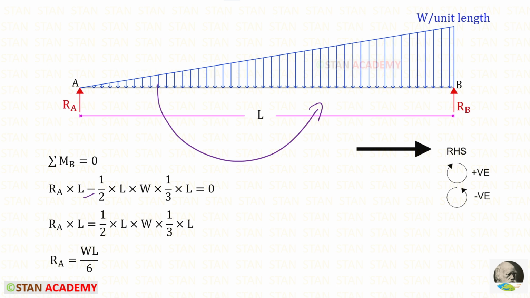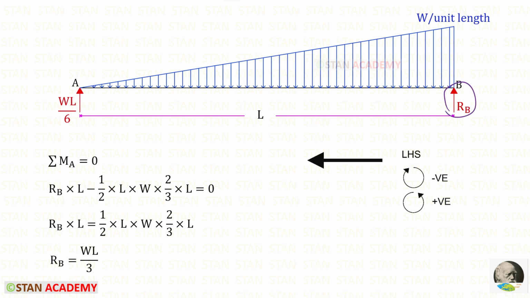For the UVL, we have to multiply the area with the centroid distance. This loading is in the shape of a triangle. We know the area formula of a triangle, half into BH. Here the breadth is L and the height is W. So this is the area. The centroid distance about the height is 1 upon 3 into breadth. Here the breadth is L, so it is 1 upon 3 into L. For RA, we will get WL upon 6.